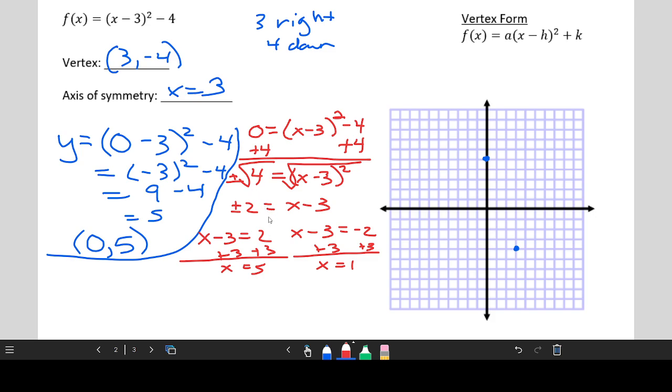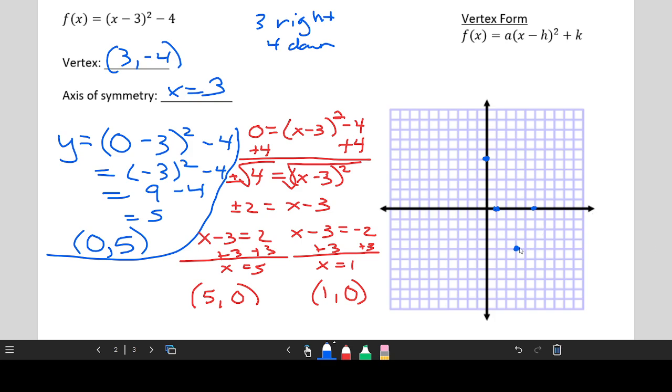Now again, think about what we did here. We substituted 0 for y. So that means we're finding points that have a y value of 0. And what we found is that there's two different x values that give a y value of 0. So when x is 5, y is 0, and when x is 1, y is 0. So we have the point 1, 0 and the point 5, 0.